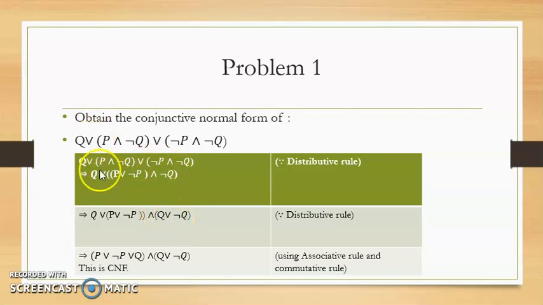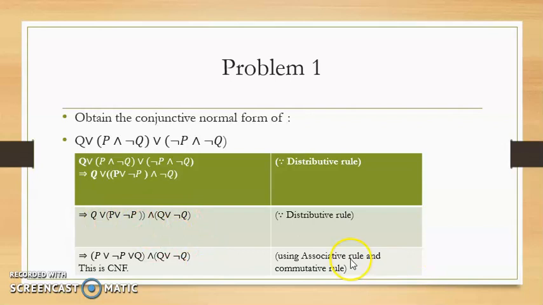In the next step, again by using the distributive law, the first term Q or P, P or not P, can be written as P or not P and not Q. The second part can be written as P or not P and P or Q or not Q. So with the second part with the Q, when I apply the distributive rule, I will get this one.